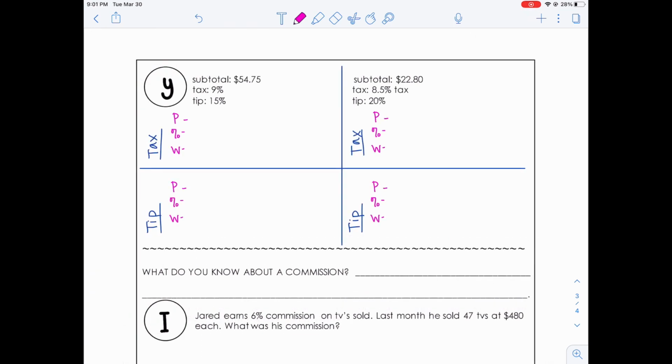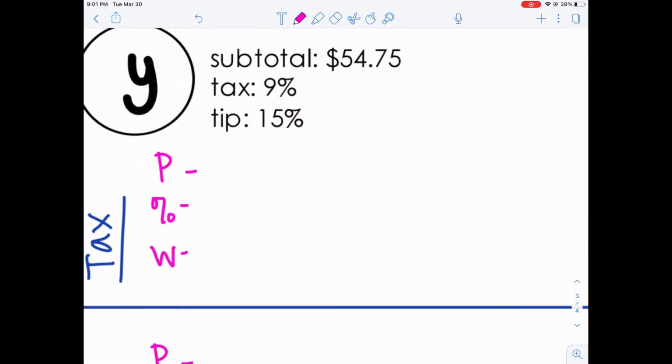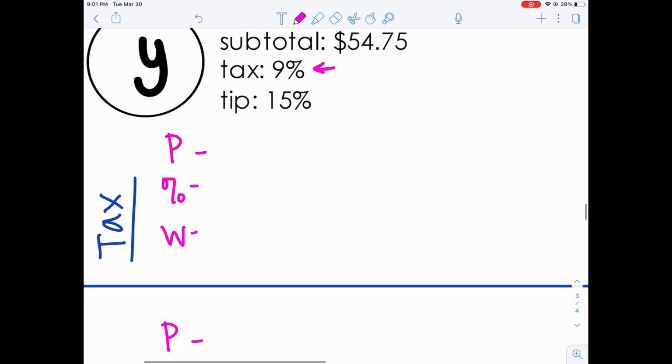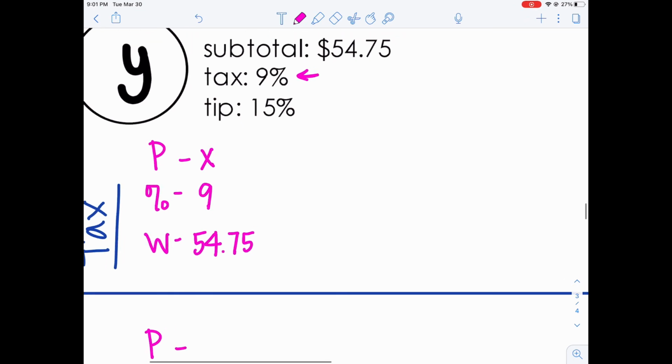All right, so now that you've had time to do them on your own, let's go ahead and do them together. I have them already divided up with part, percent, and whole on each one. So let's go ahead and get started on the first one. We're going to do tax first. So tax is 9%. So make sure you know that that's the percent. The subtotal is $54.75. That's the whole. 9% is the tax, so that's going to go for the percent, and X is the part.